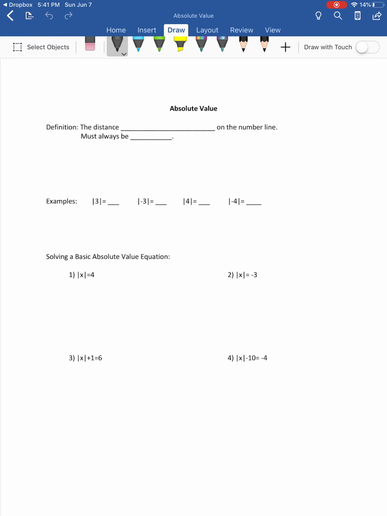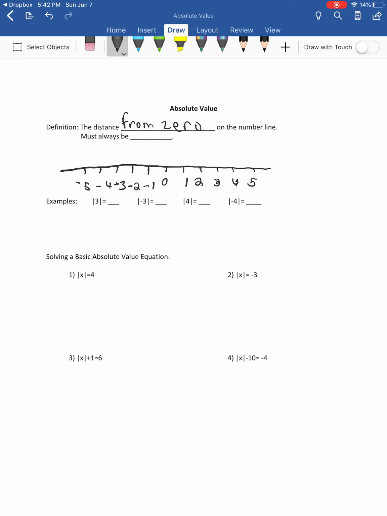Absolute value represents the distance from 0 on the number line, okay? So if we look at a number line, it's 5, 4, 3, 2, 1, 0, -1, -2, -3, -4, -5.